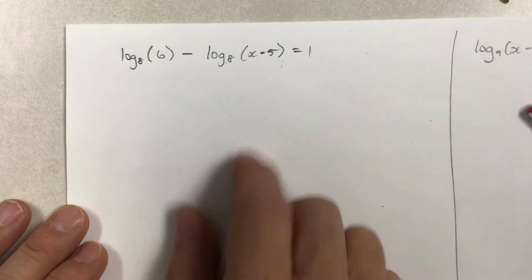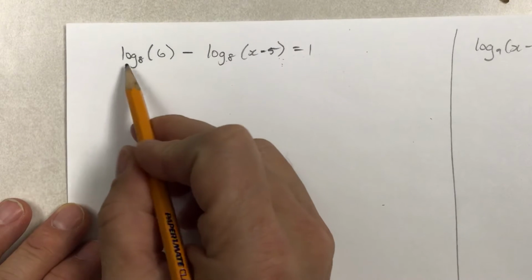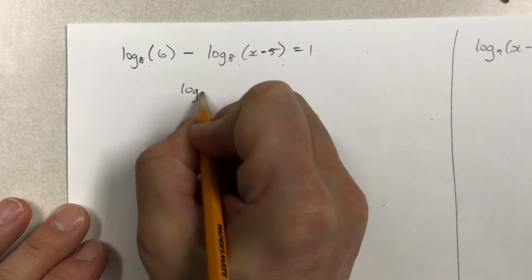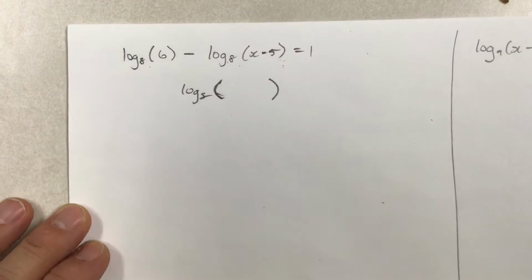What we want to do in this case is crunch these two so we have one log, and then solve for x. So how do you crunch it? Well, if you have a log base 8 here and a log base 8 here, when we crunch it, we're going to end up with log base 8. And I'm going to just put everything else in brackets. Getting kind of messy here.